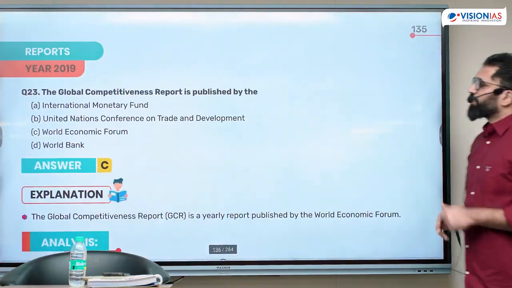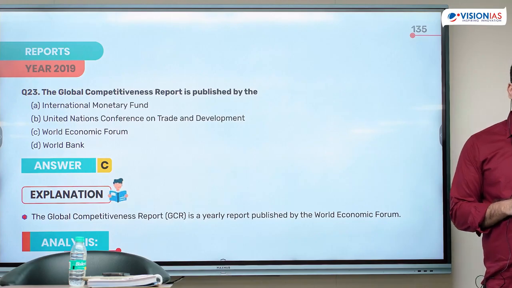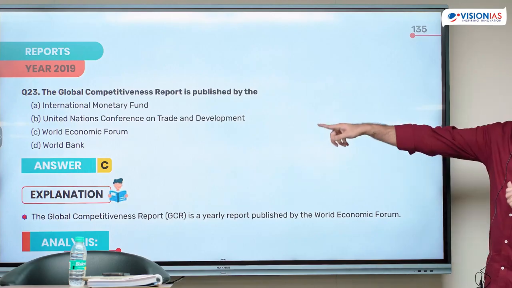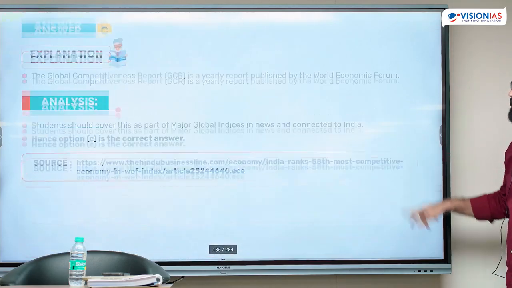The Global Competitiveness Report is released by, again repeatedly in the news, which checks how much R&D development has happened. This is done by the World Economic Forum. So these 2-3 bodies, most of the publications were asked.